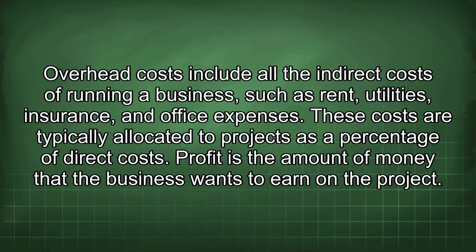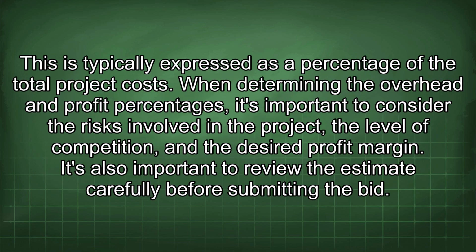Overhead costs include all the indirect costs of running a business, such as rent, utilities, insurance, and office expenses. These costs are typically allocated to projects as a percentage of direct costs. Profit is the amount of money that the business wants to earn on the project. This is typically expressed as a percentage of the total project costs.